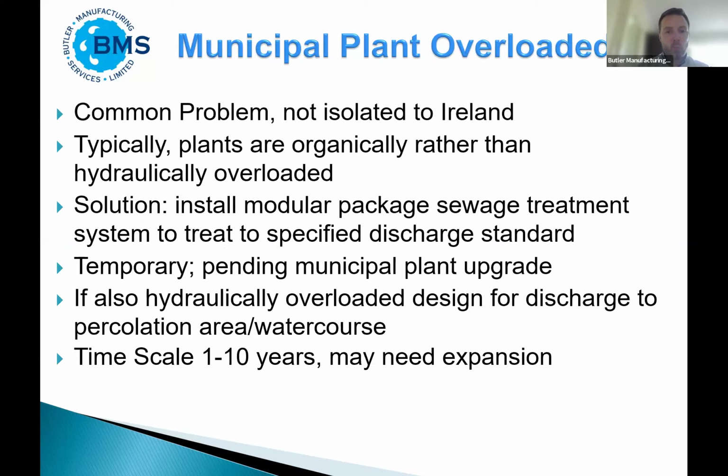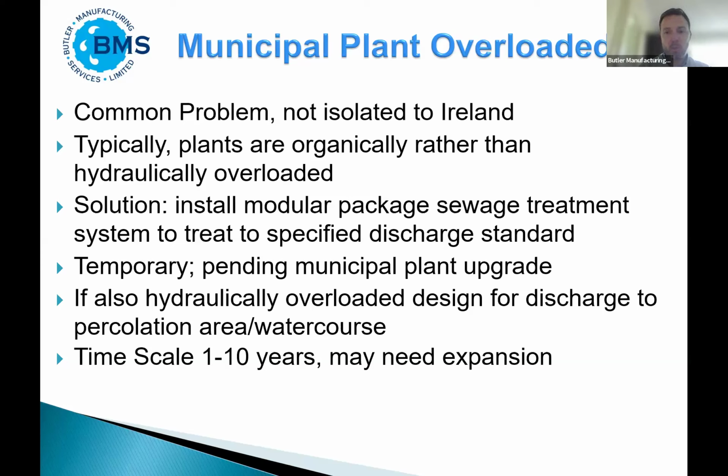Now, typically, we find that the plant is actually organically overloaded rather than hydraulically overloaded. And this is really important to differentiate. Organically means it can't treat any more organic load, BOD, suspended solids, or ammonia or phosphorus, which means if you treat to a set standard, you can actually discharge into the municipal plant.